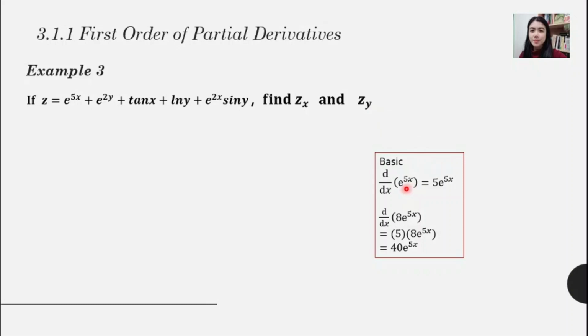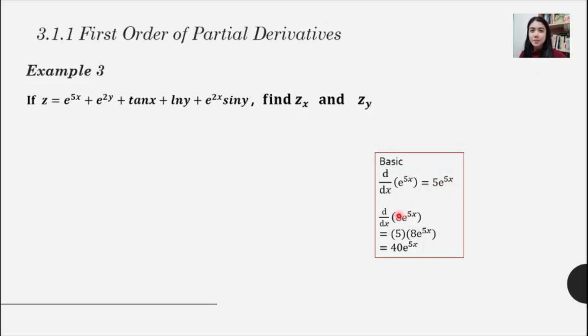If you have the exponential of e to the power of 5x and you differentiate with respect to x, that is very simple. You just have to differentiate the power. So 5x, you differentiate it, you will have 5. Put that 5 in front, and copy back the exponent. So you will have 5e to the power of 5x.